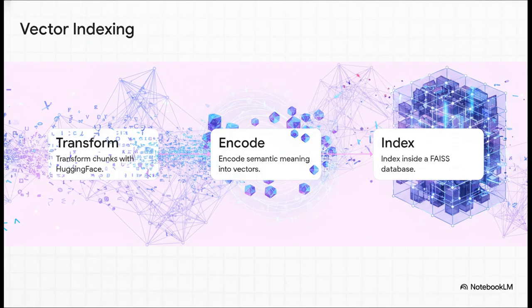We transform these chunks using a pre-trained Hugging Face model, specifically the All-MiniLM-L6-v2, to turn the text into vector representations. Essentially, it takes normal human words and encodes them into semantic meaning. You can think of them as these glowing digital coordinates that capture the actual underlying concept of the text, not just the letters themselves. And finally, those coordinates are indexed inside a FAISS database.